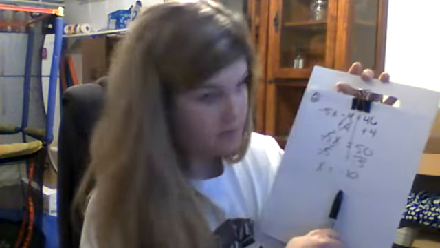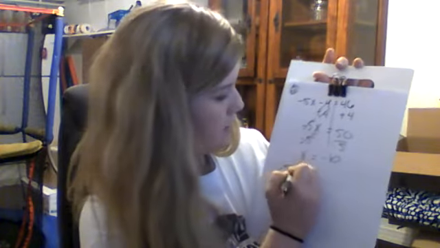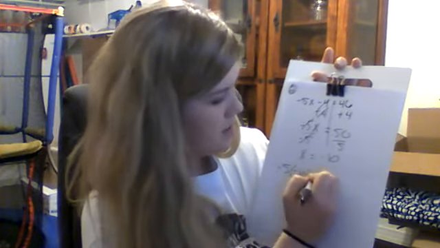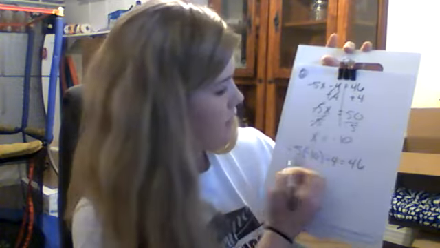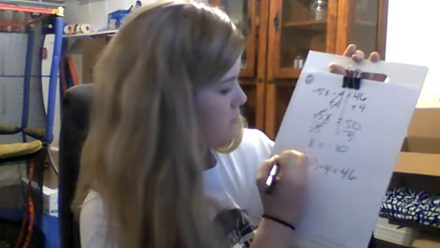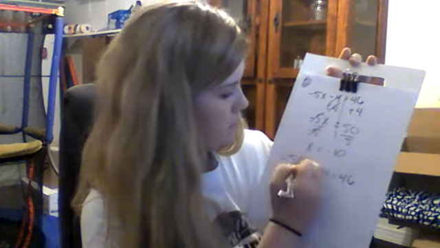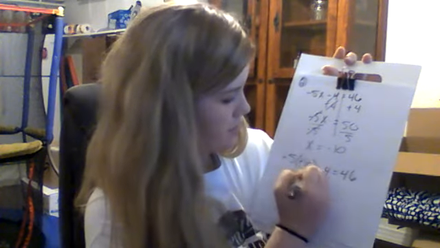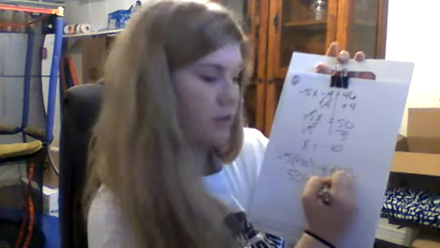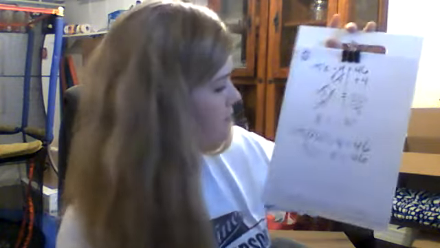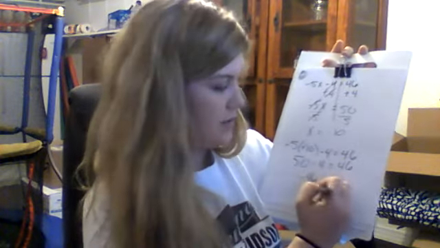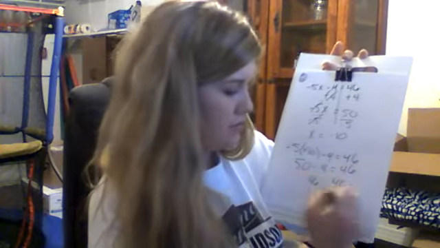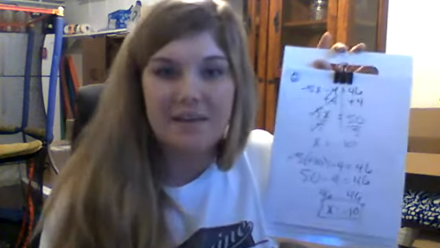So now we need to go back and check our work, and so we plug in negative 10 for x. So we have negative 5 times negative 10 minus 4 equals 46. So negative 5 times negative 10, our negatives will cancel each other out. And 5 times 10 is 50 minus 4 equals 46. So 50 minus 4 equals 46, and 46 does equal 46. So x is in fact equal to negative 10. And that's how I got that answer.